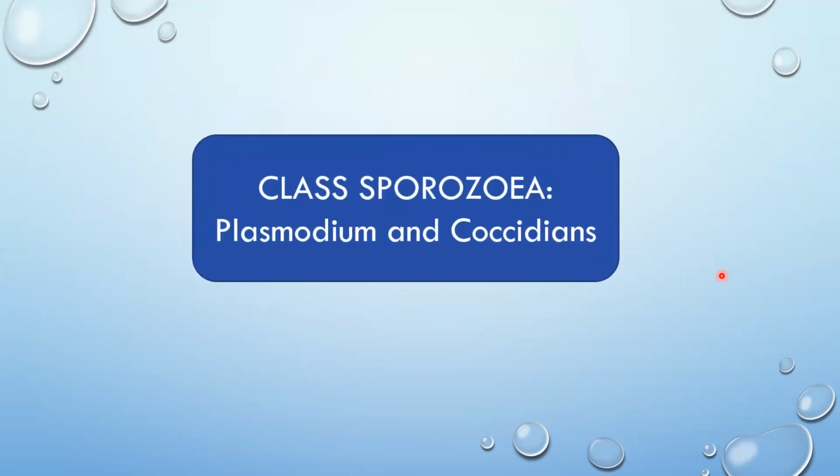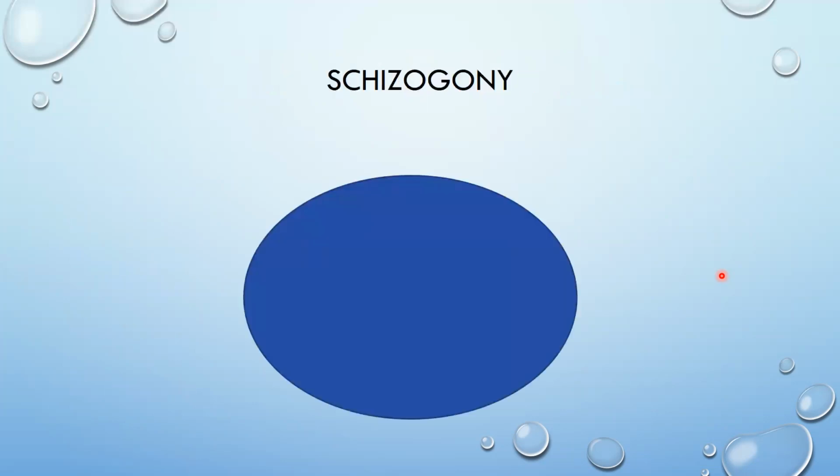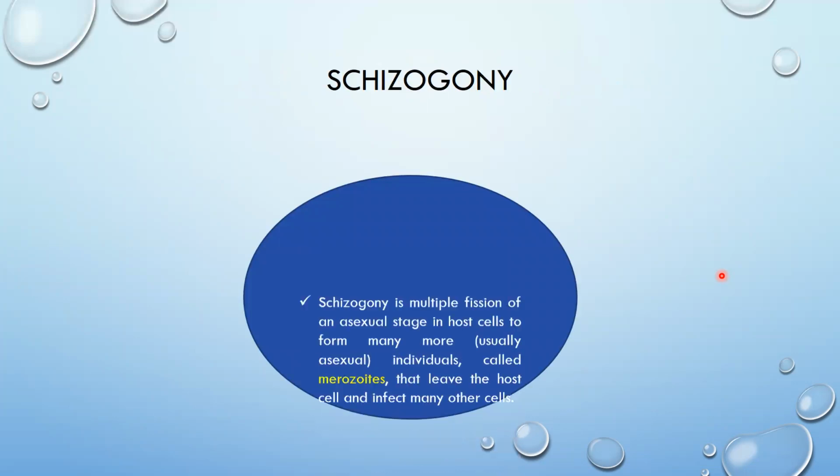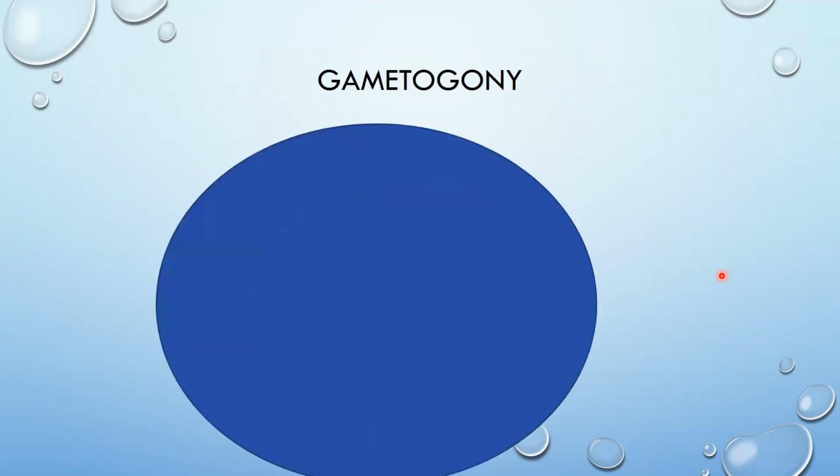So class Sporozoea, including Plasmodium and the coccidians, has a life cycle with three phases: schizogony, gametogony, sporogony. Now, what is schizogony? These stages are very important for your exam. Schizogony is the multiple fission of an asexual stage in the host cell to produce many smaller individuals that are known as merozoites. Schizogony to produce these merozoites is called merogony.